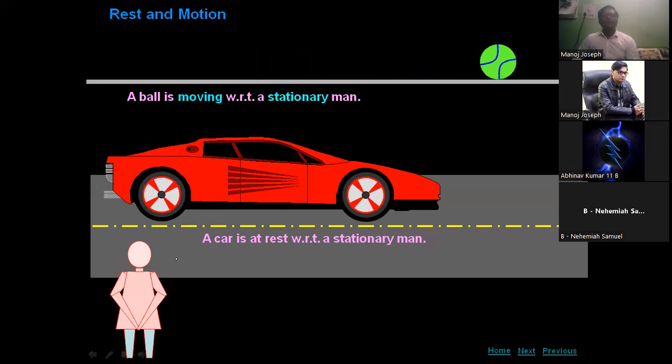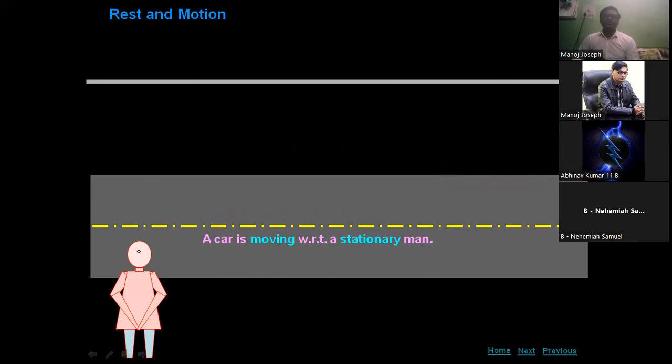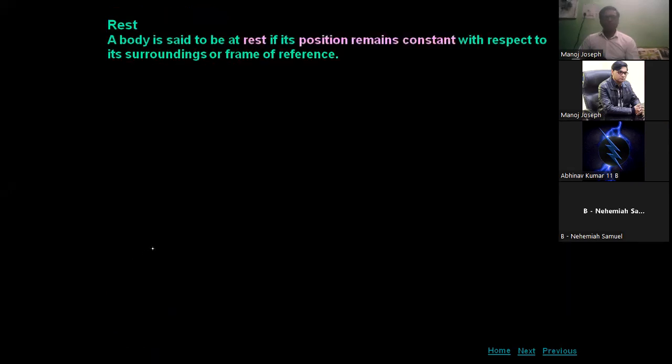Now, a ball is moving with respect to this stationary observer or the stationary man. Same with the car, it is also moving with respect to this stationary observer or this person. So this person is declaring that the car is moving from its initial position up to a final position, and the ball is also moving from its initial position to the final position. So there is a change in the state of rest with the passing of time. So this is called motion.